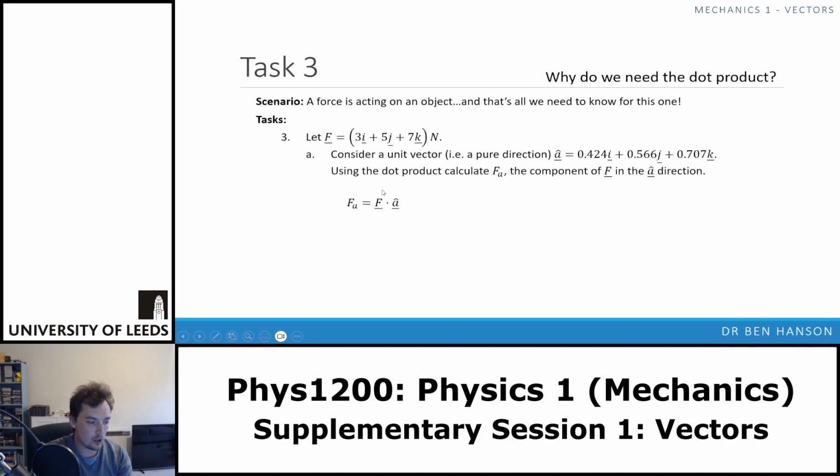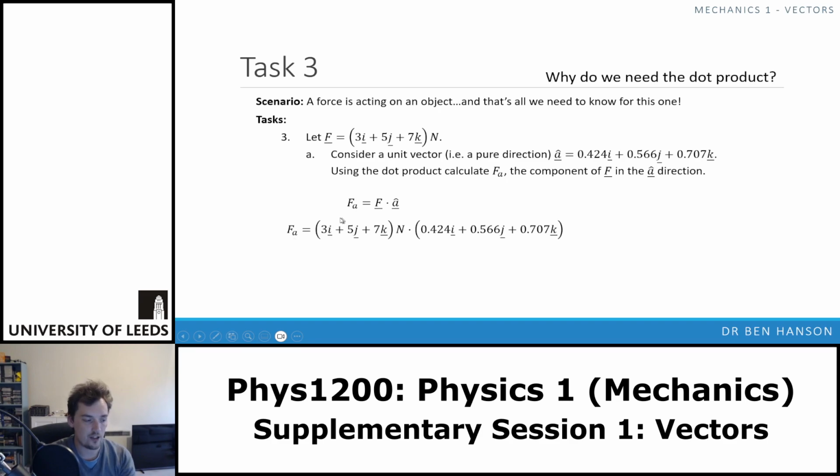F dot A is the modulus of F, well, that's the magnitude of that force, times the magnitude of A, which is 1, times the cos of the angle between them. So it's just the magnitude of this times the cos of the angle between them. It is the amount of this force in the direction of A. F dotted into a unit vector gives that.